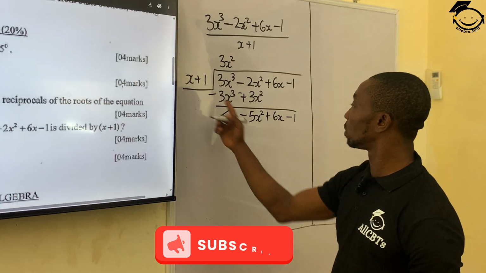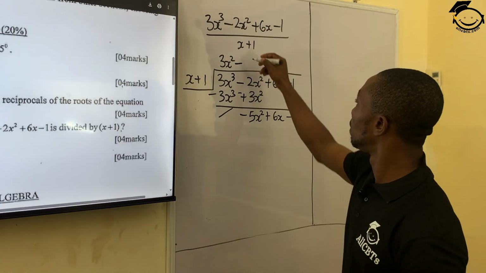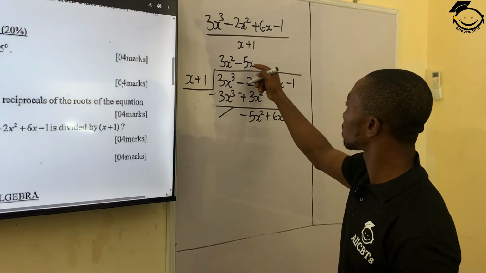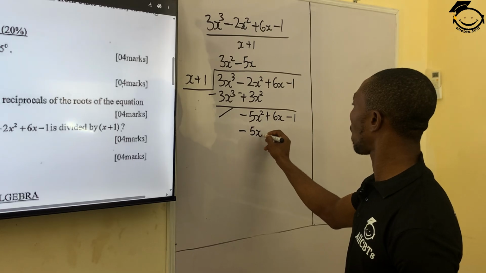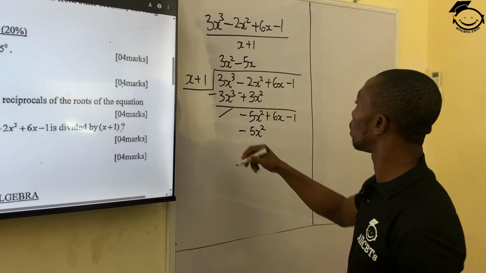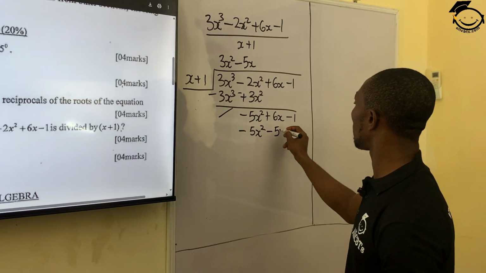Now, let's divide with x again. x into this will give us a negative 5x. 5 times x will give us minus 5x squared. Minus times plus will give us a minus. 5 times 1 will give us a 5x.